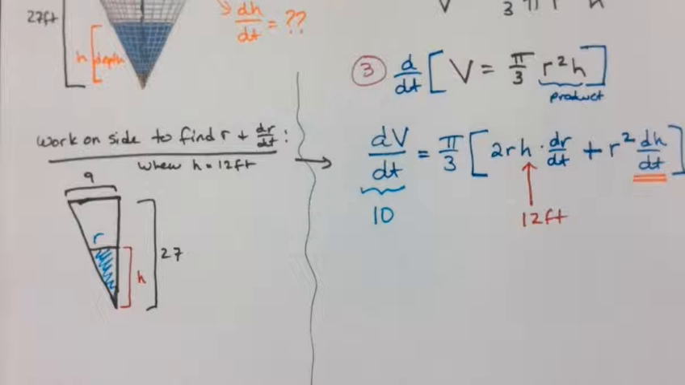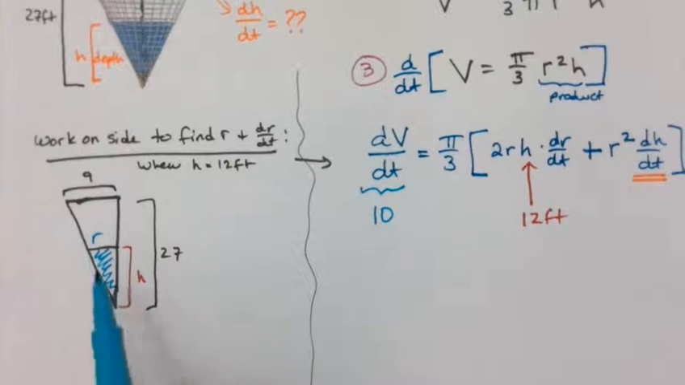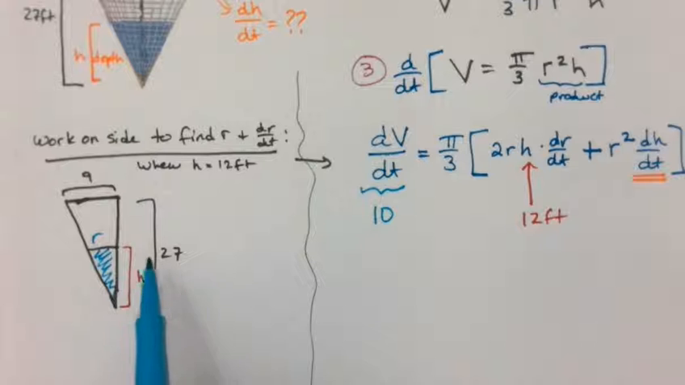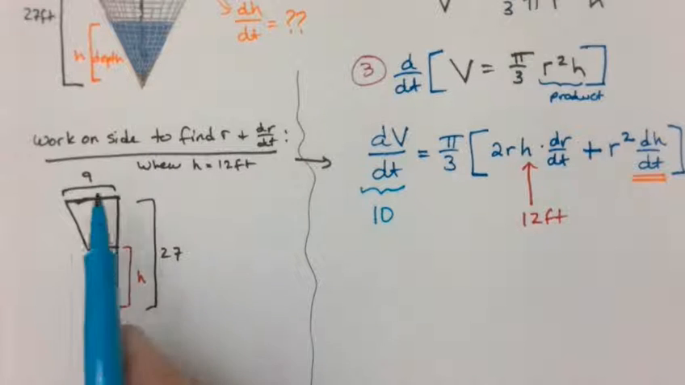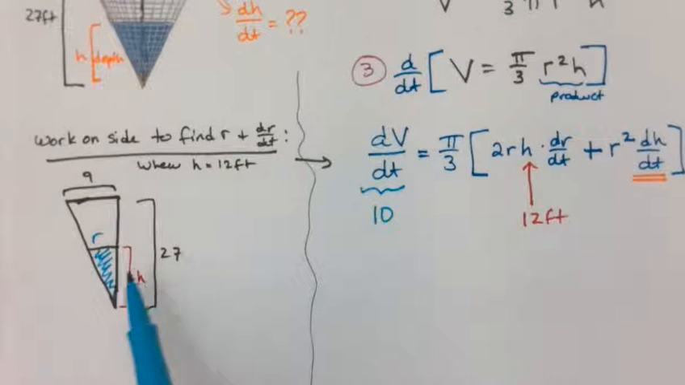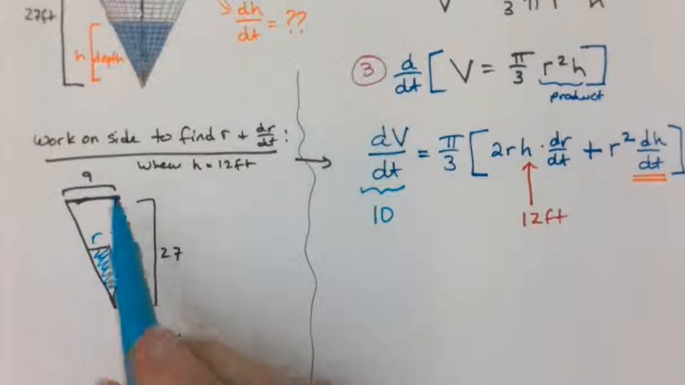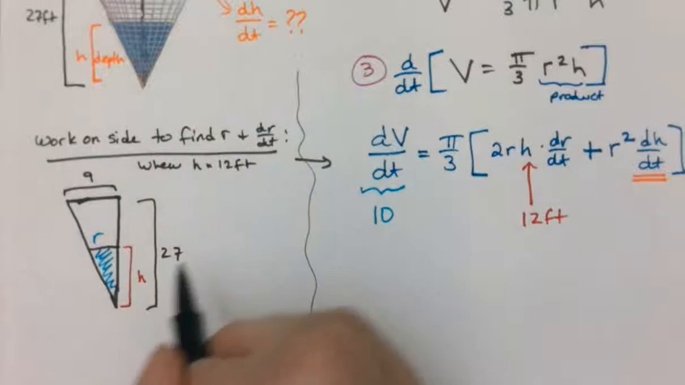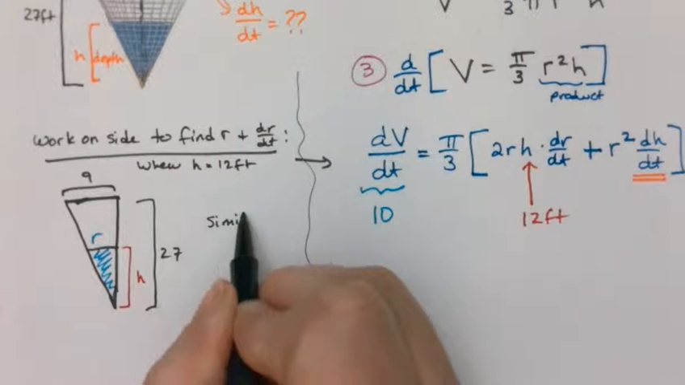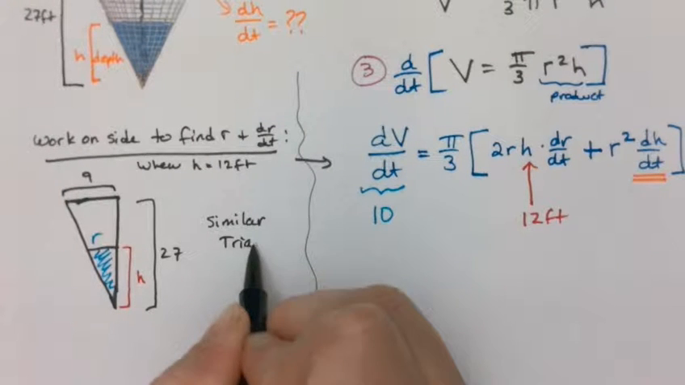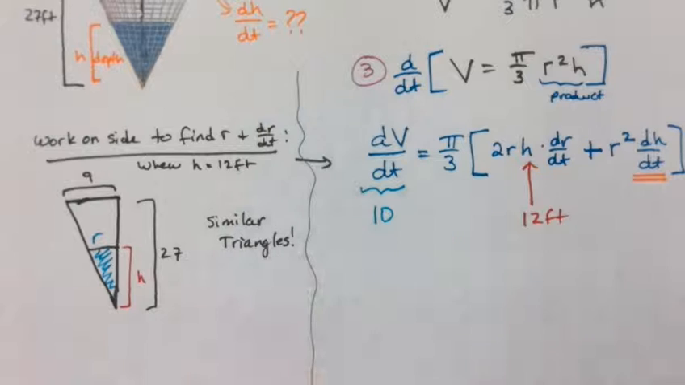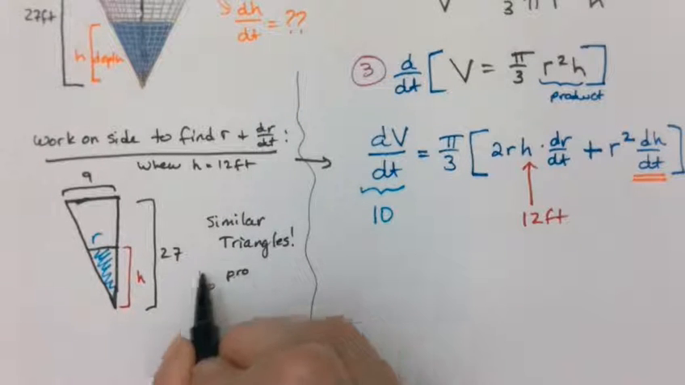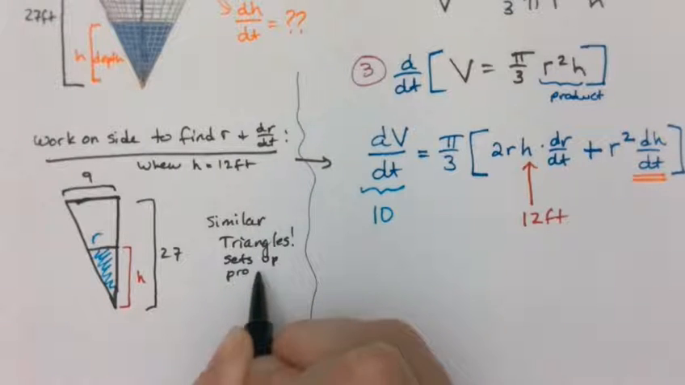And we can see there's a relationship here, right? r is to h as 9 is to 27. Or if you will, h is to r as 27 is to 9. Or if you like, h is to 27 as r is to 9. It's similar triangles, which we learned about in geometry class and also probably algebra 1. So there's a relationship. We can use a proportion. Sets up a proportion.